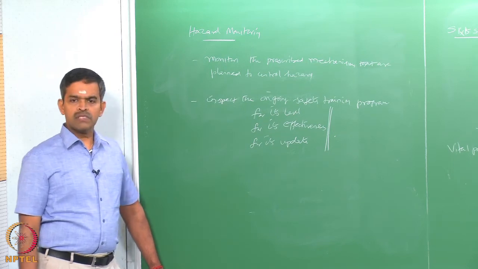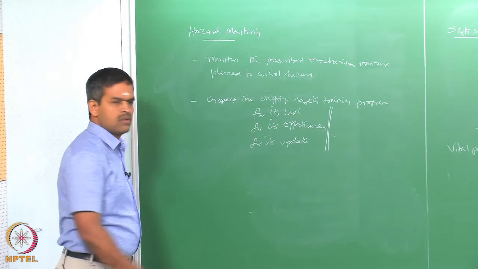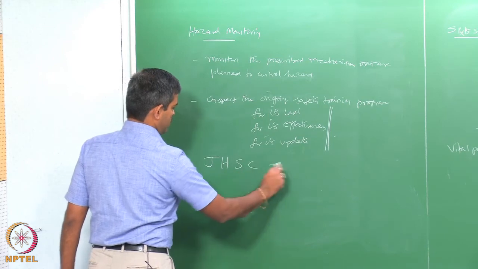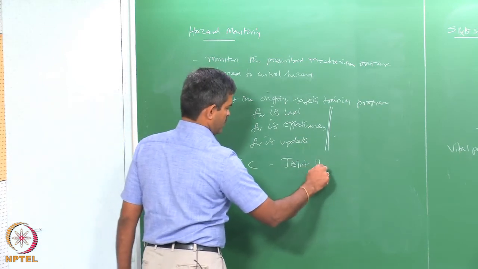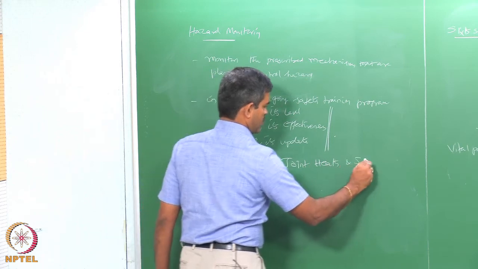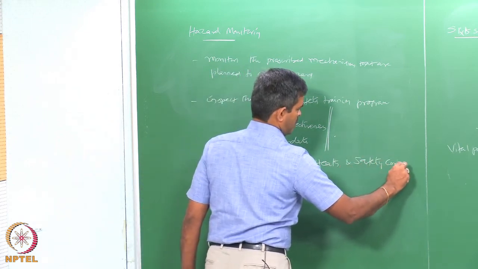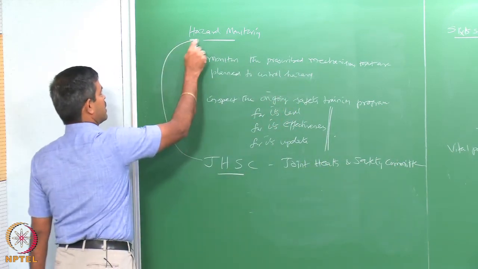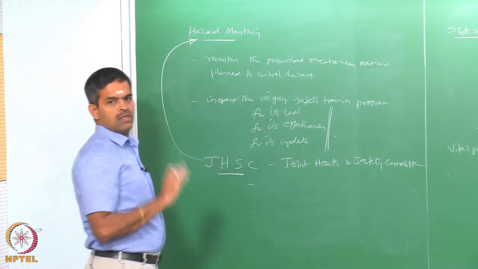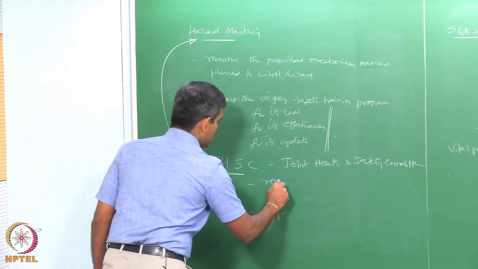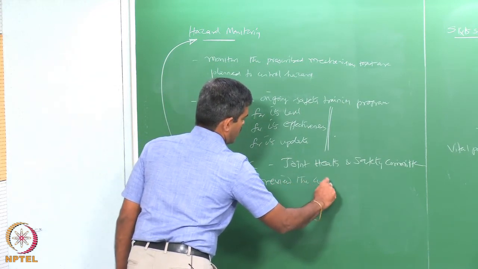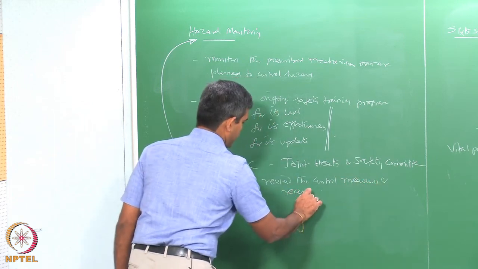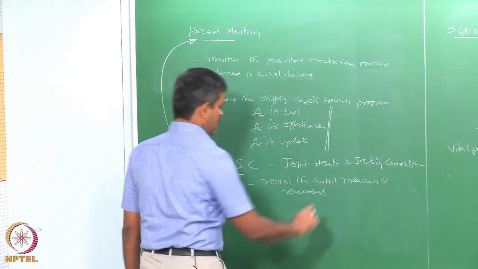Generally, in a given system or a company or an organization, there is a committee which is called Joint Health and Safety Committee, which will look after the monitoring of hazard management. So, that is the purview of this committee. This will review the control measures and recommend any change.